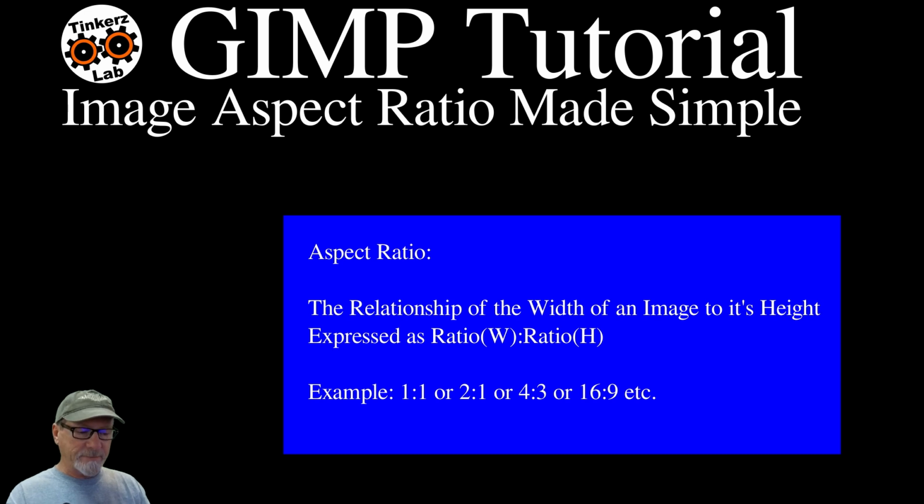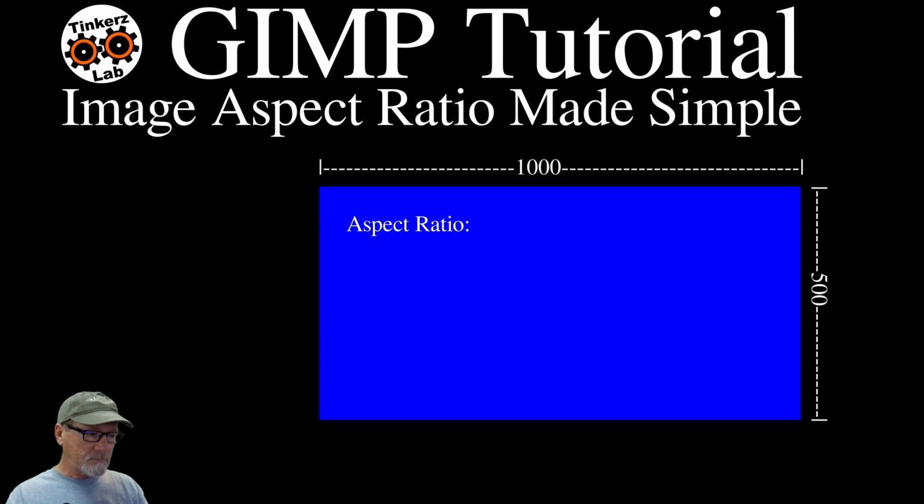So some examples are 1:1, which would be a square image, a 2:1 aspect ratio where it would be twice as wide as it is high, 4:3, which is like the old TV aspect ratio before the widescreen televisions came out, 16:9 is the aspect ratio for most of the widescreen LED televisions. Some of them are 16:10. Mine is a 16:9.